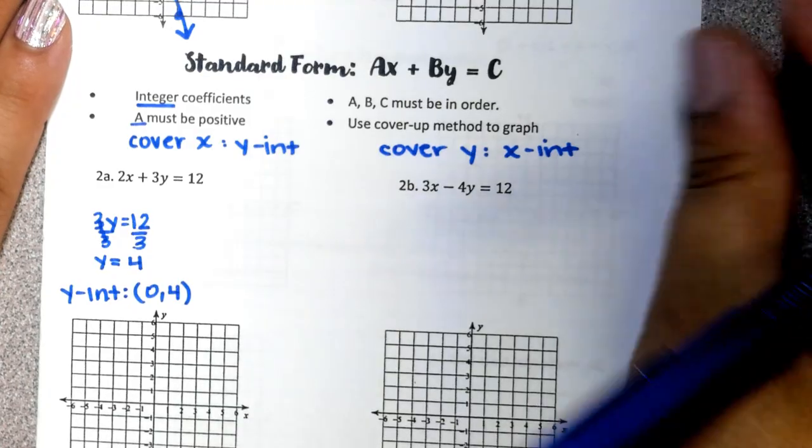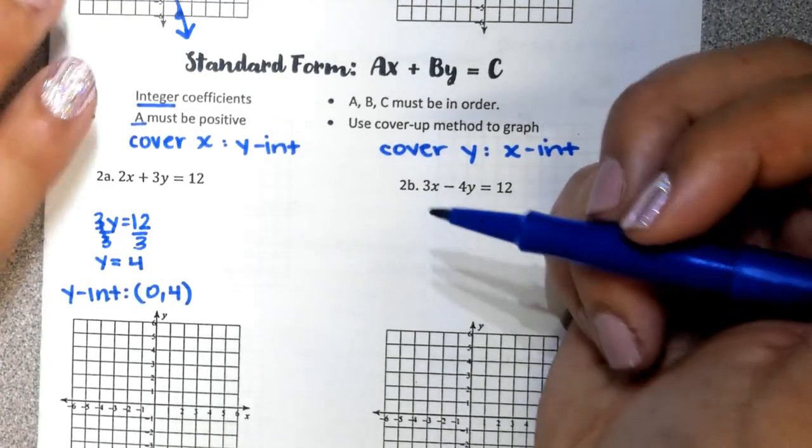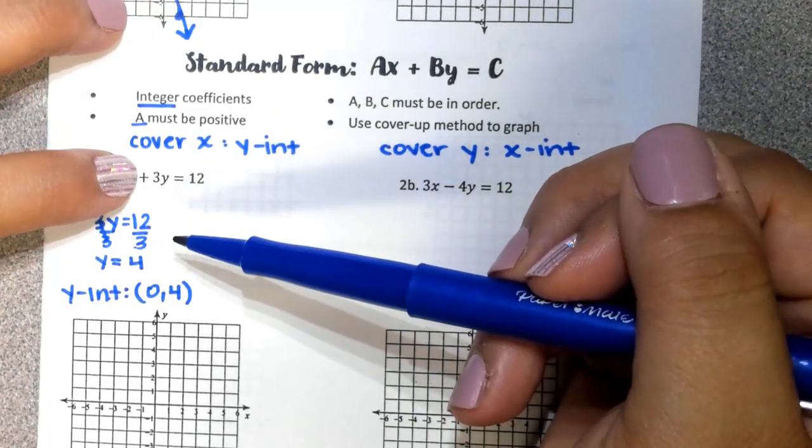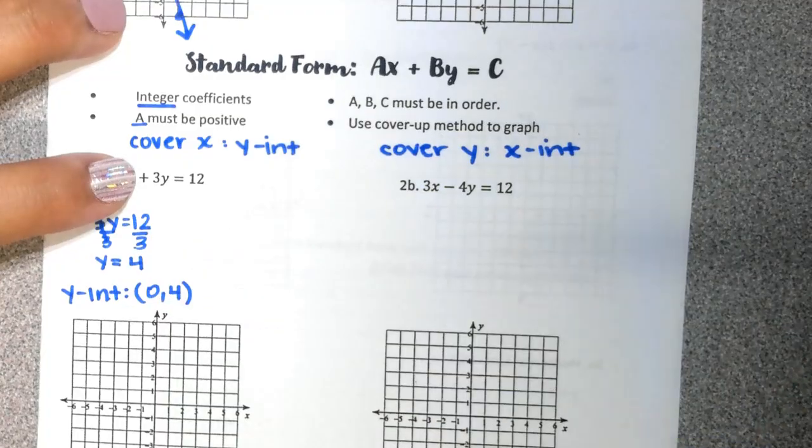Let me say it again for those of you that are writing and looking up and I confused you. Cover your x. I'm writing what's left. 3y equals 12. Get y by itself. That's my y-intercept.